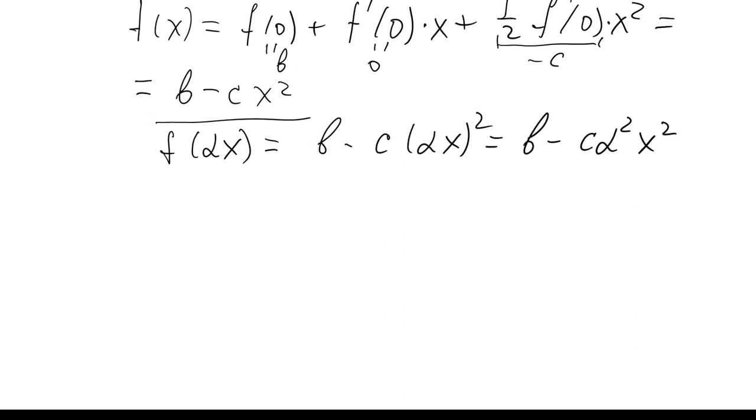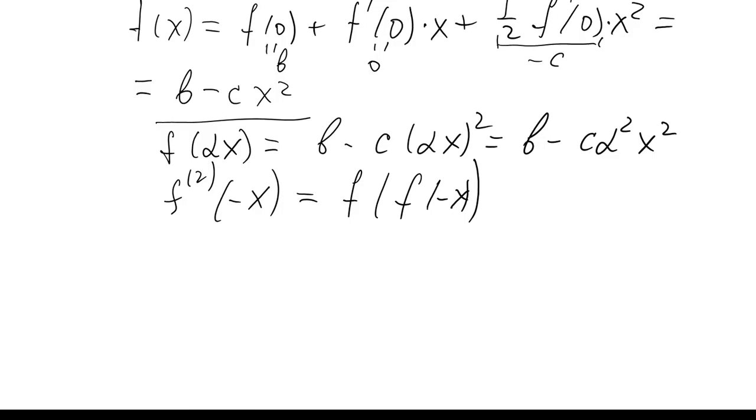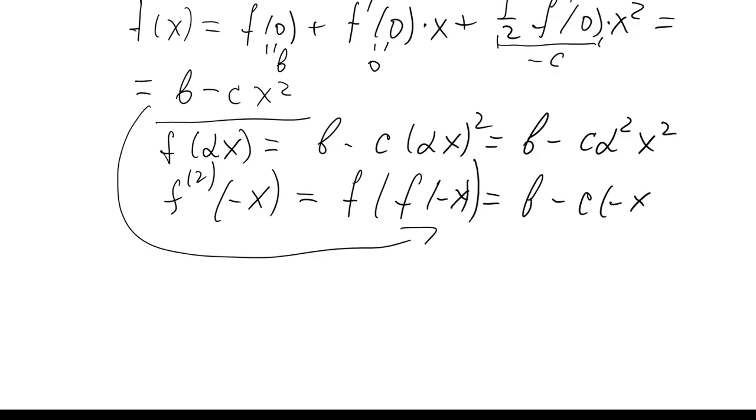And the next point is to find the second order approximation for the two-times composite map with argument minus x. So the second composite function is f of minus x. F of x is this, so here we will replace x by minus x. It will be b minus c times minus x squared, which is the same eventually. And so this is f of this.